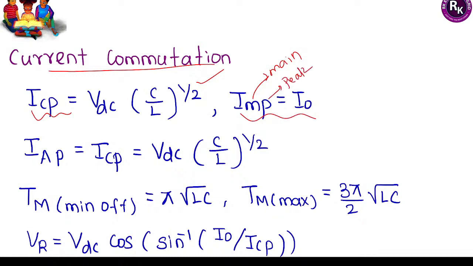Peak current that is flowing through the main thyristor. Peak current that is flowing through the auxiliary thyristor. Here, this is the maximum capacitor peak current. I have written the formula already. VDC stands for supply voltage.